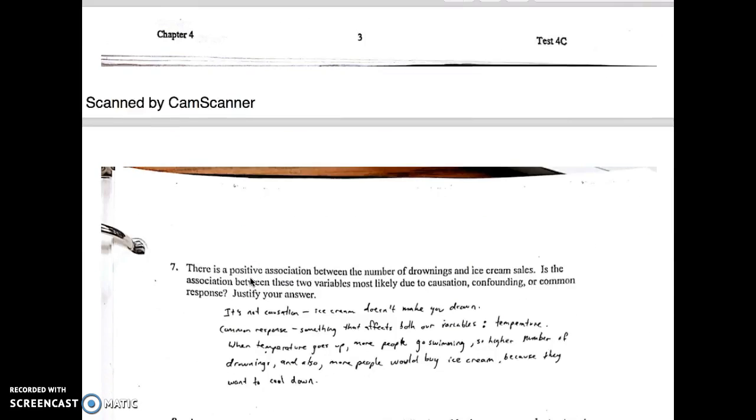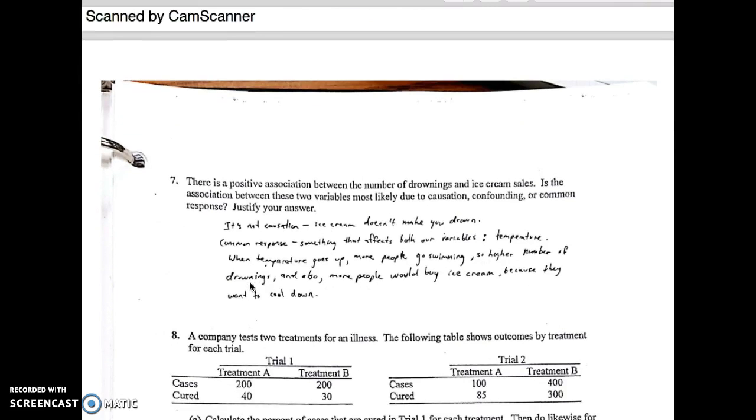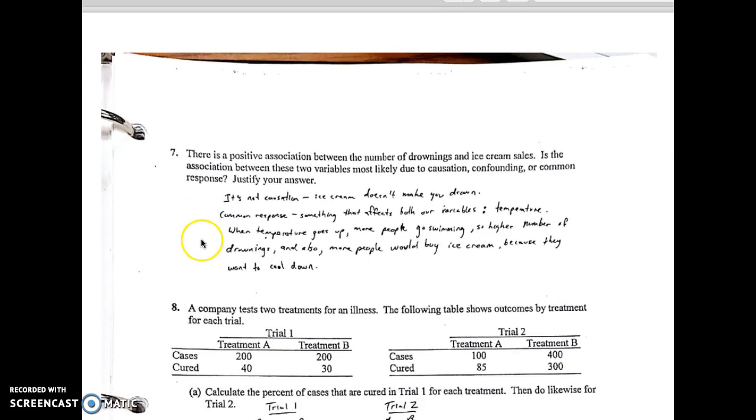Okay, we're picking up with number 7 on the test 4C for AP Stats. It says in number 7, there is a positive association between the number of drownings and ice cream sales. Is the association between these two variables most likely due to causation, confounding, or common response? Justify your answer.